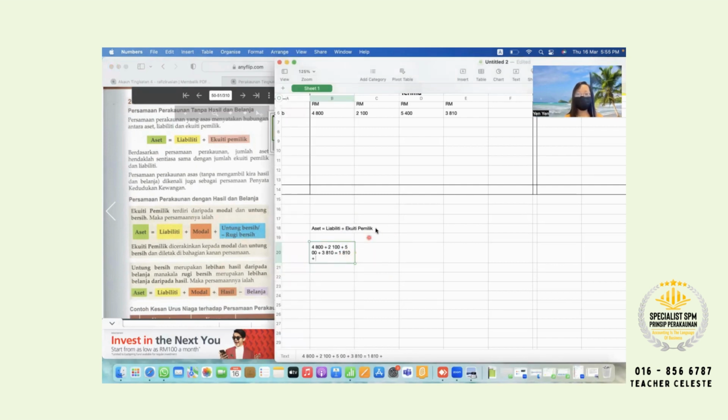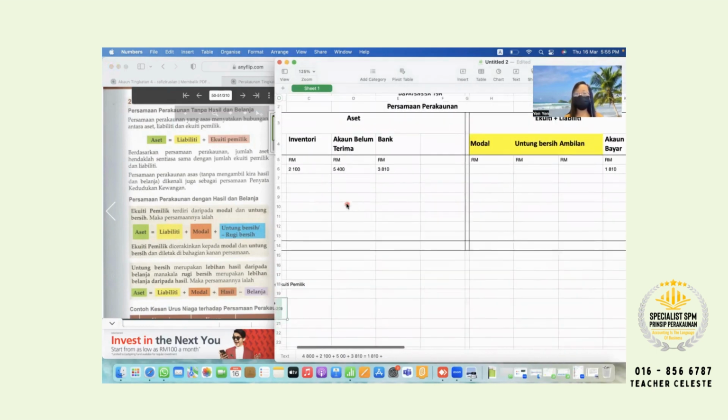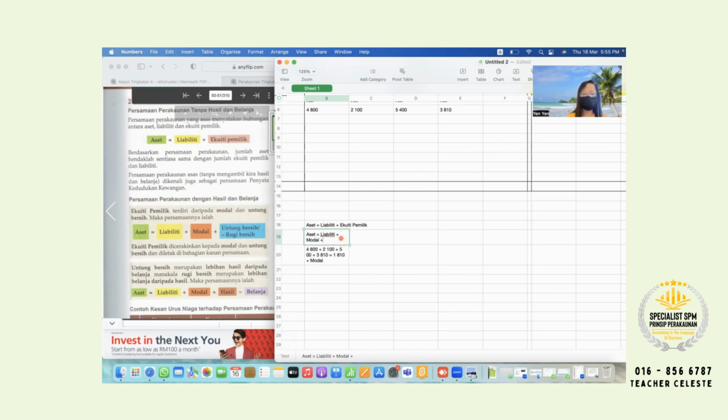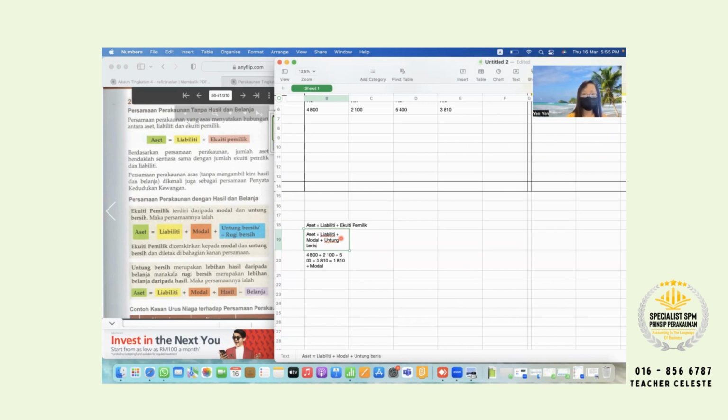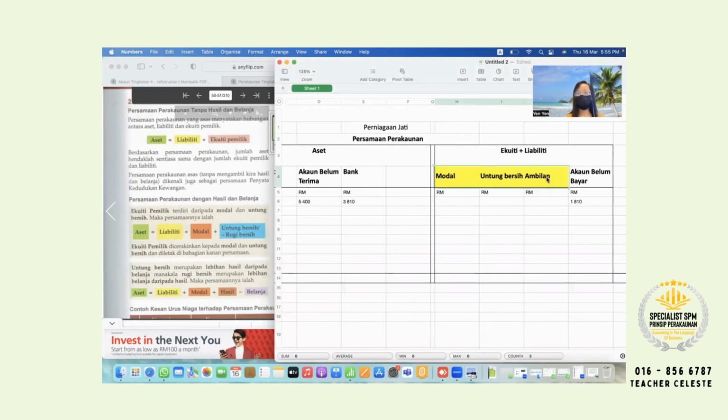So you know that this one then 1810 is liability. So equity per milik, you see all here don't have. So you go to find your modal. Untung bersih 0, ambulan 0. So you go to find your modal. Okay. So this one is equity per milik. Okay, so asset equals to liability plus modal plus untung bersih or minus rugi bersih then minus ambulan. Need to minus ambulan. So what I mean is these three items, they are equals to equity per milik. Modal plus untung bersih minus ambulan equals to equity per milik.